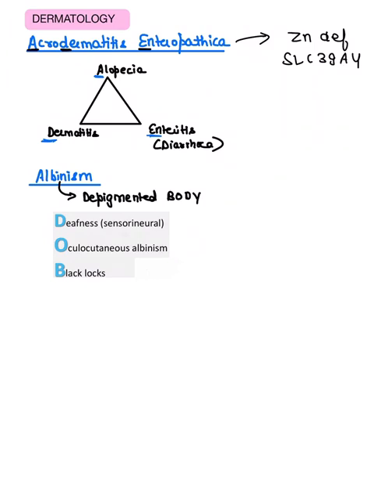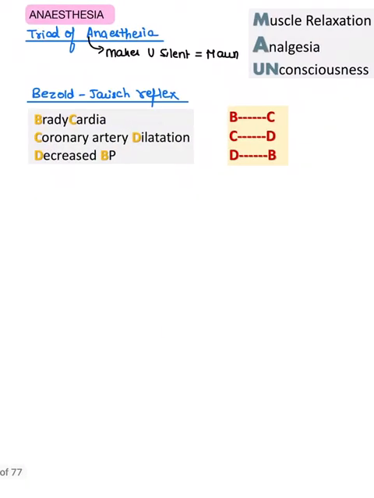Now coming on to albinism. So albinism, you can remember that there is deficiency of the enzyme tyrosinase. So as a result, the body is depigmented or hypopigmented. So if the body is depigmented, B is for black locks, O is for oculocutaneous albinism, and D is for sensorineural deafness.